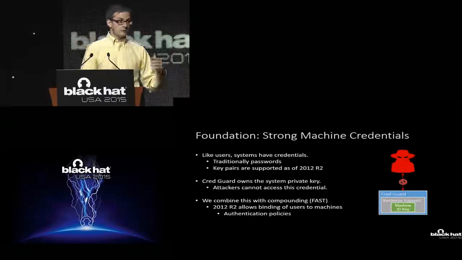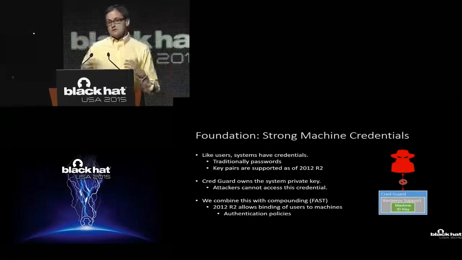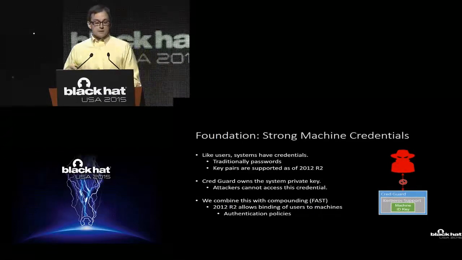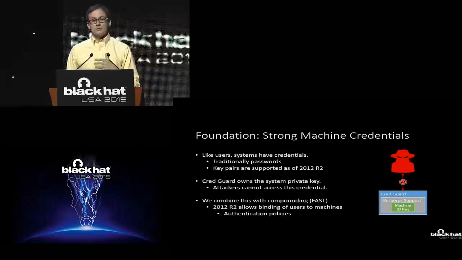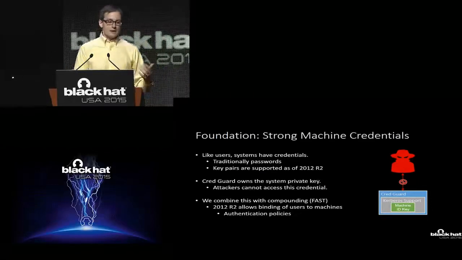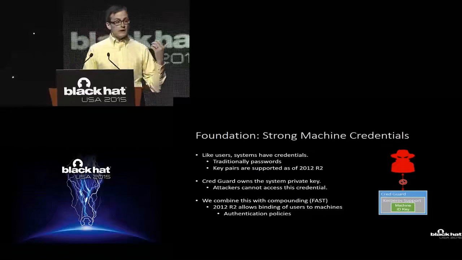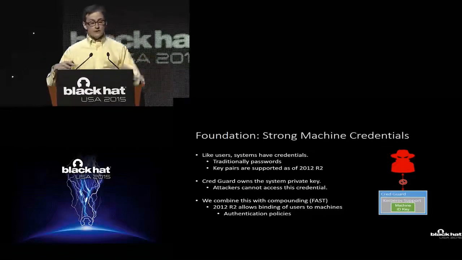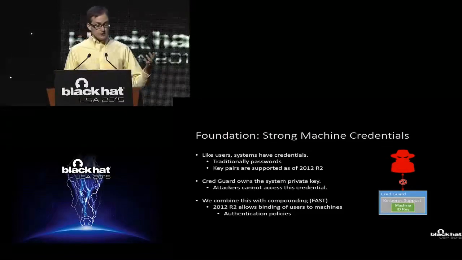So the first thing we need to do to leverage compound authentication is start with strong machine credentials. So machines in an Active Directory domain have credentials just like a user. They sign on to the domain. Prior to 2012 R2, the only credential a machine could use was a password. It was a high entropy, strong password. It was not dictionary attackable, but it was still stored on the device. It could be slurped out of RAM. It could be gathered off the hard disk. Not very strong. So what we need to do is use a private key, which is owned inside of Credential Guard, and that way we prevent attacker access to the key.